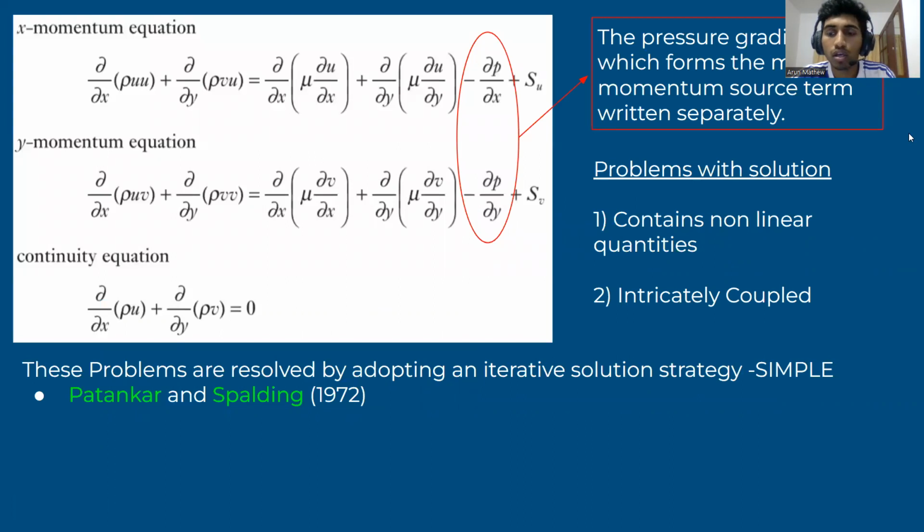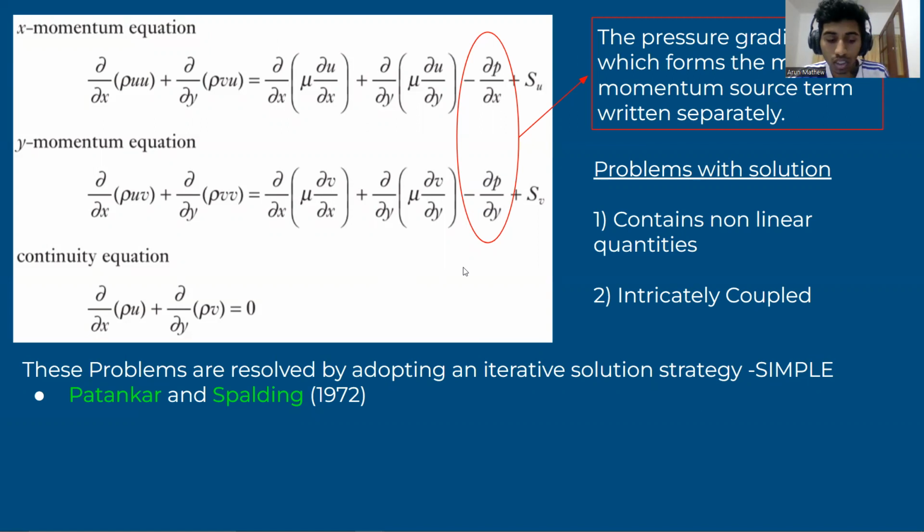Here we can see that the pressure gradient term is written separately, and the pressure gradient term is the main source term. When we try to solve these equations, we will face two problems.